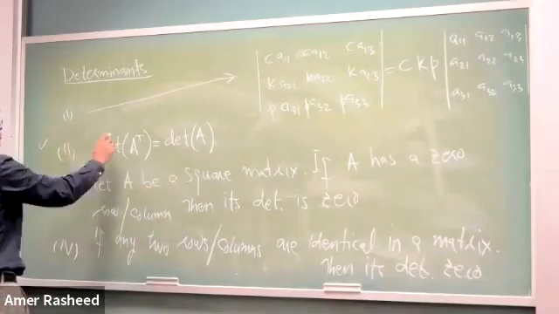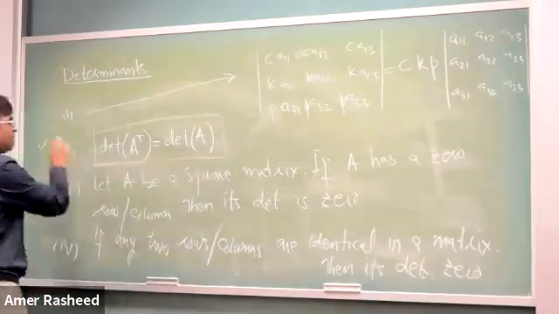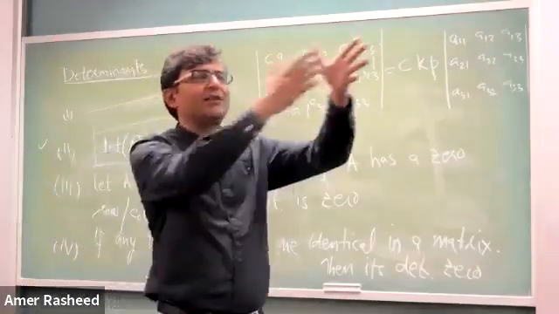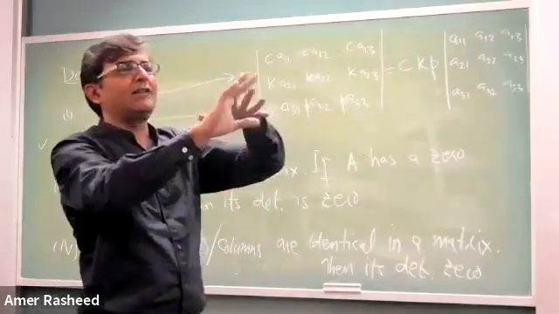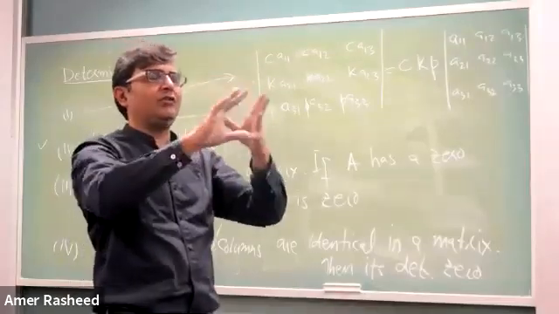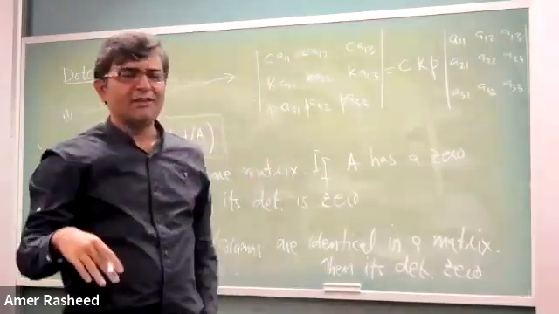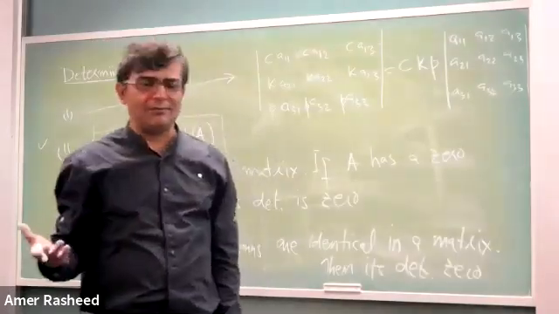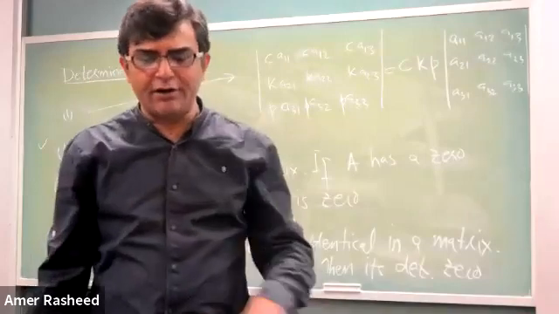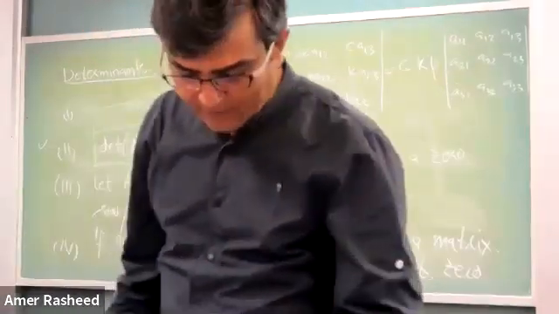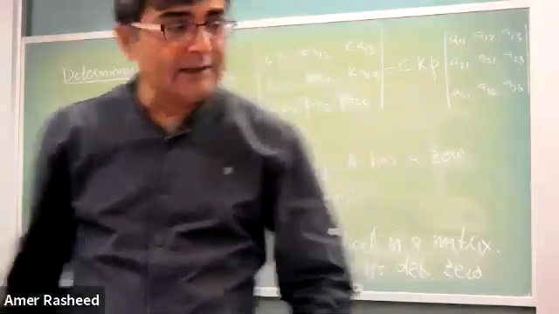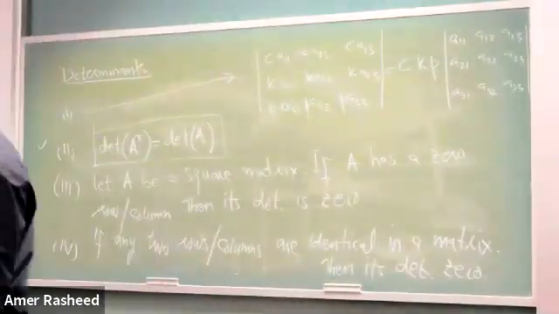Because if you have a matrix A, its transpose is what? You are interchanging rows, you are converting rows into columns. So for determinants, all these things are basically true for columns as well, because determinant of A transpose is equal to determinant of A. So these are a couple of properties.